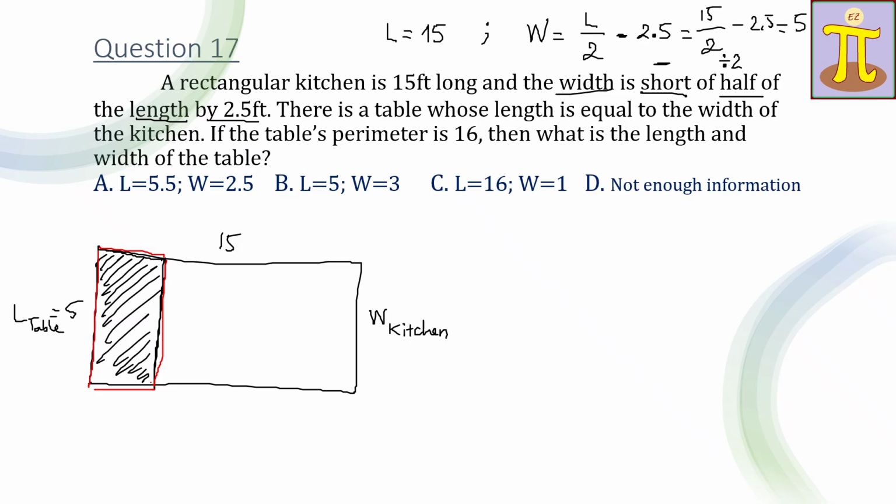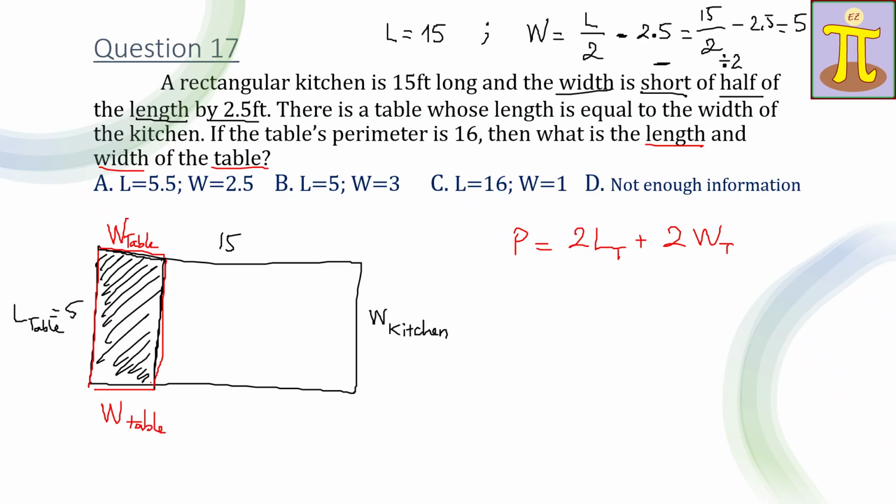So what they're asking for is the length and the width of the table. Let's call this one the width of the table, so WT. Okay, so we have the perimeter is 2LT plus 2WT. We have two sides. Here is the width of the table.